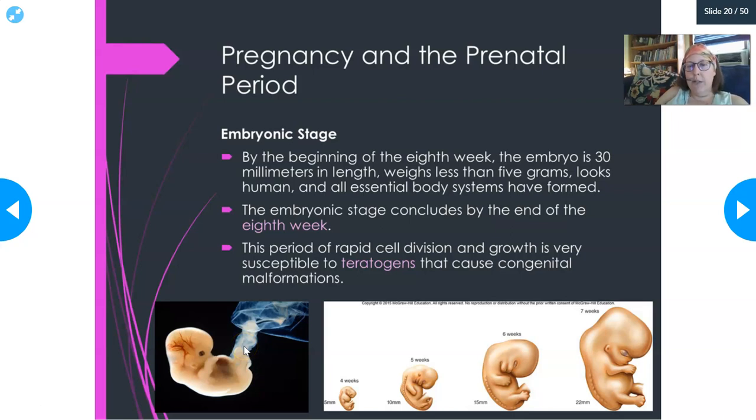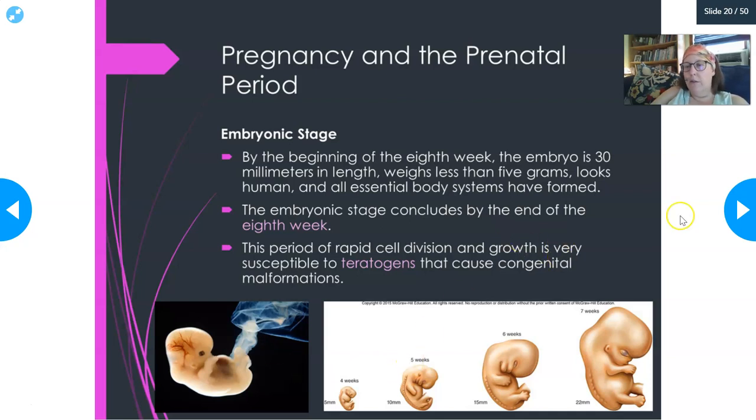So the embryonic stage concludes at the end of the eighth week, and this period is really susceptible to what we call teratogens, and they can cause congenital malformations. So teratogens are chemicals and things that can cause these malformations, a problem in the formation of the baby. So they can be things like drugs, but they can also be things like different infections and stuff like that.